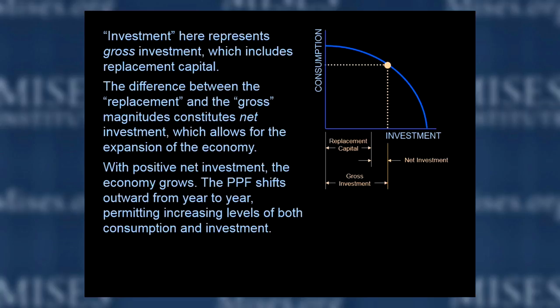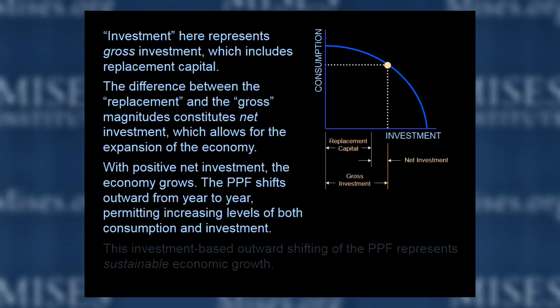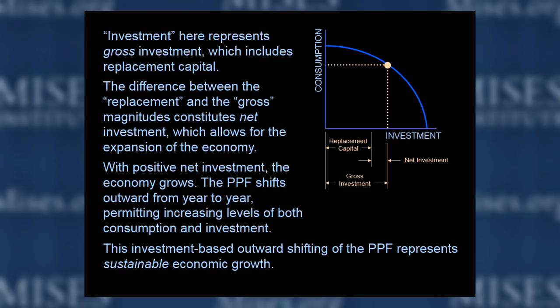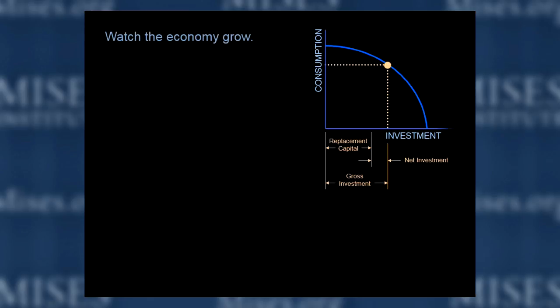Now here what you see with the graphs is that if you're looking at one PPF, then yes, consumption and investment are alternative ways of using resources. But over time, from period to period, if the PPF shifts outward, then you have consumption and investment moving together, okay? So this investment-based outward shifting of the PPF represents sustainable economic growth. It's based on savings, okay? Watch the economy grow.